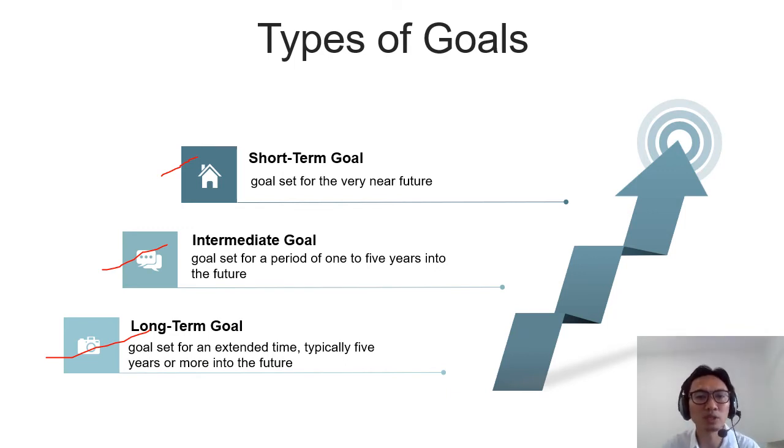Whereas long-term goal is a goal that we or the company want to achieve 5 years or more in the future. That's how we classify the types of goals. A good organization will normally have all of them, but the short-term goal would be present in all firms, whether small or big.